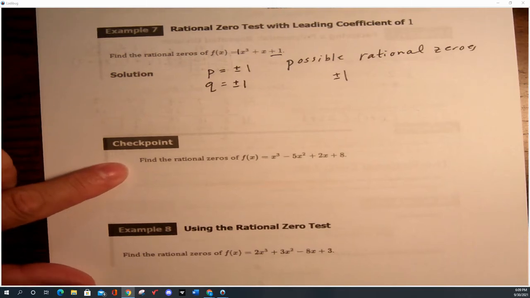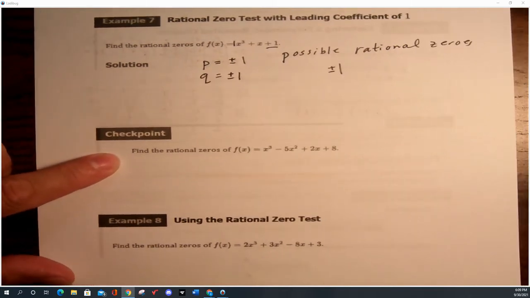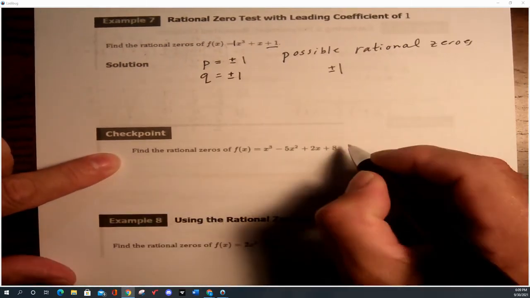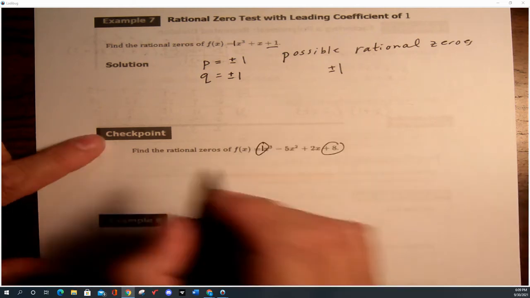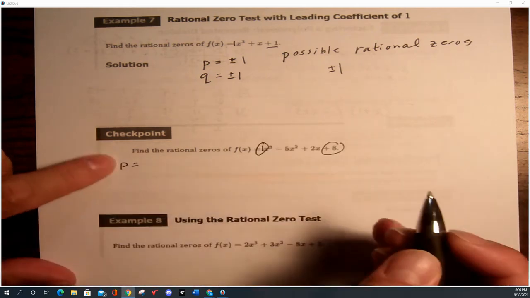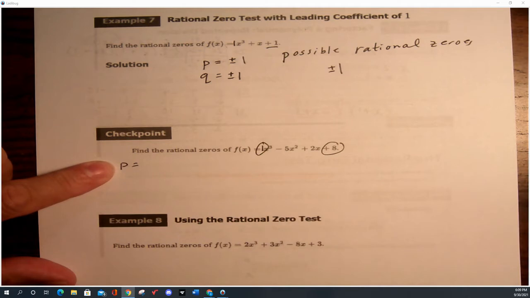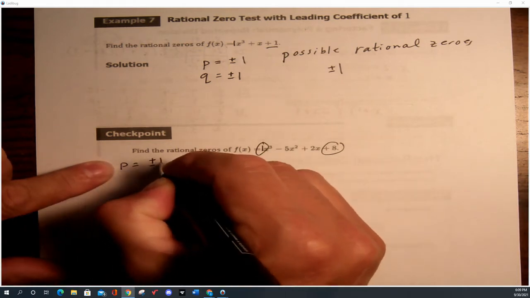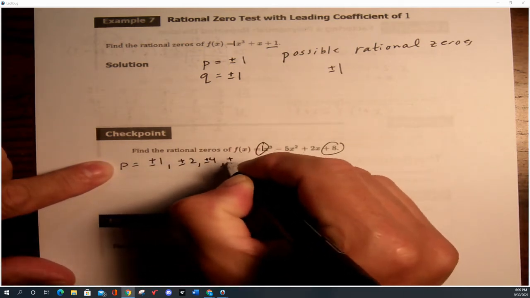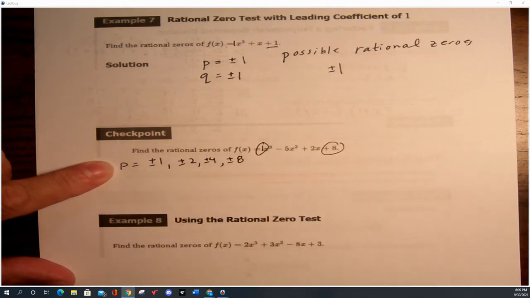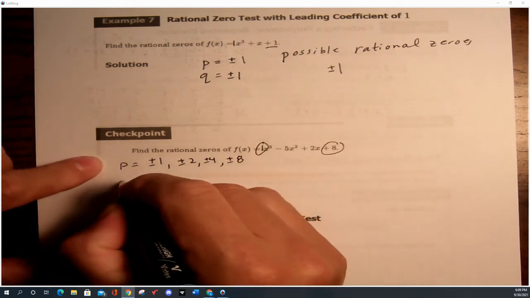I will do this one because we do have a little bit more to deal with here, because my constant is an 8 and my leading coefficient is a 1. So let's go ahead and find the factors of that 8, and that would be my P values. All the numbers that would divide into 8. Well, I know 1 goes into 8, 2 goes into 8, 4 goes into 8, and 8 goes into 8. There are no other numbers that would divide into 8 evenly.